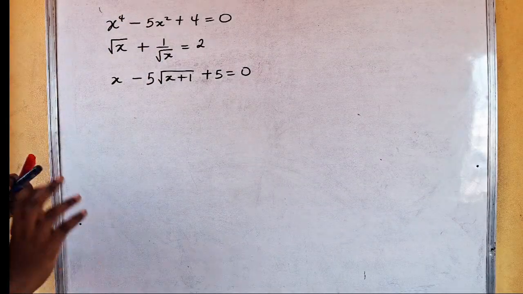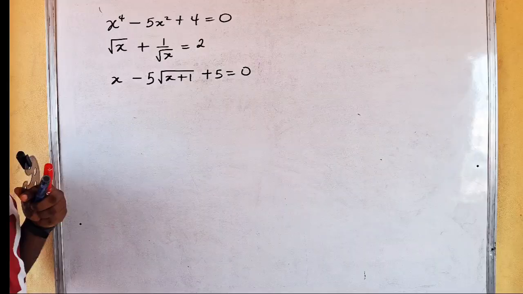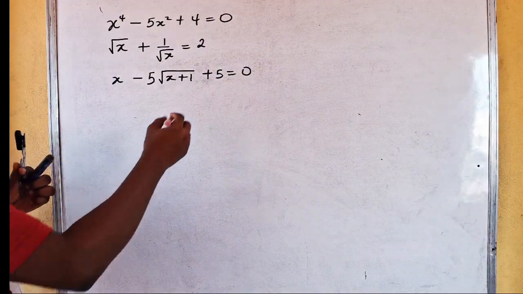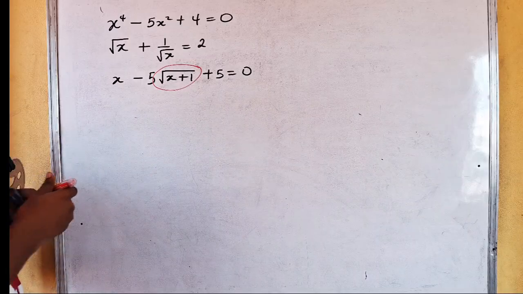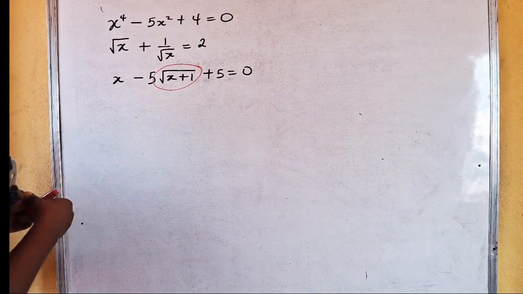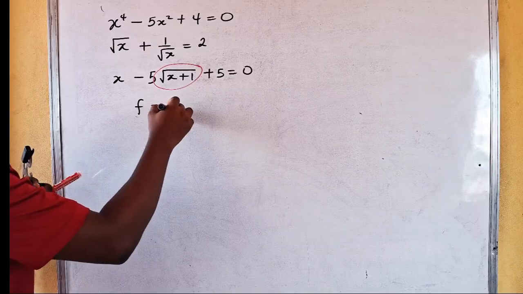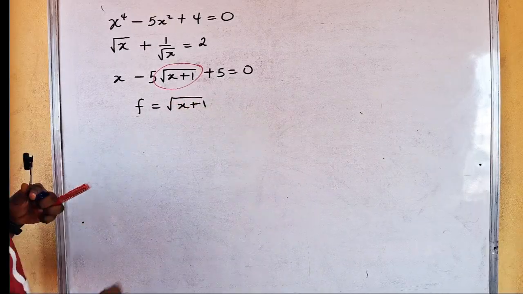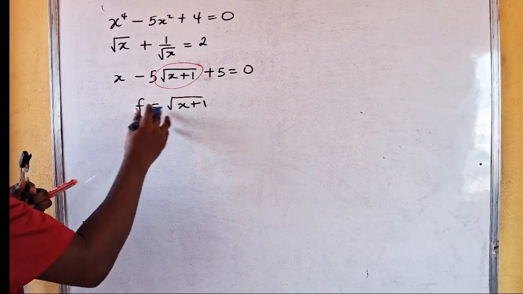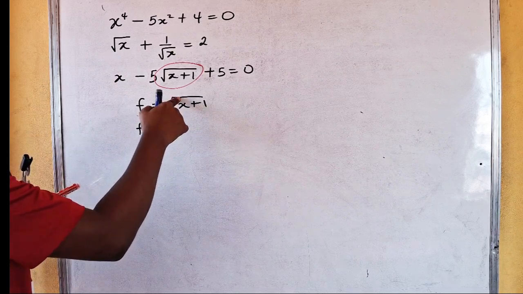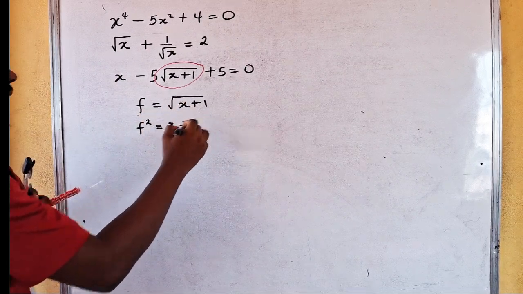For our third one, we have a nested problem. It's still similar, but we need to identify the bad guy. The bad guy in this question is this one. So we're going to substitute it using, let's use f. So f equals the root of x plus 1. We'll square both sides here. When I square, this will be f squared. The square is going to get rid of the square root, so you have x plus 1.